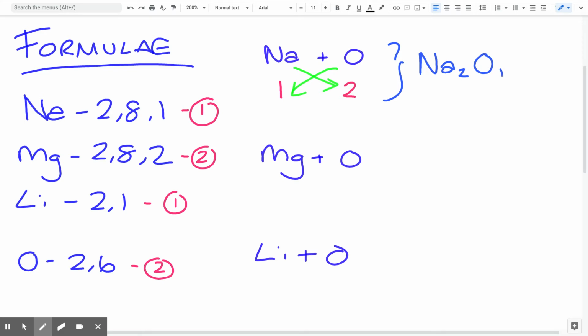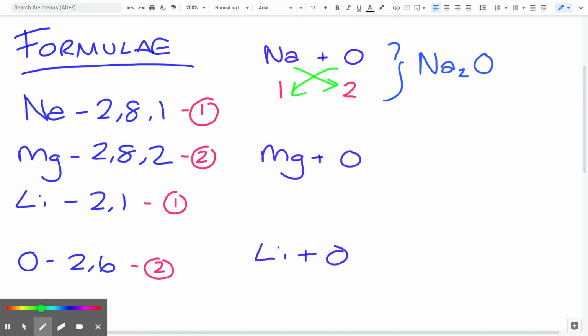So for sodium oxide, as it forms, the sodium would pick up the number 2 from oxygen. Oxygen would pick up the number 1 from the sodium. The resultant formula of sodium oxide would be Na2O1, meaning 2 sodiums for every 1 oxygen. Now, when we have formulae, we don't tend to write the ones. So we assume a 1 if we can't see a number, and the formula would just be written as Na2O.